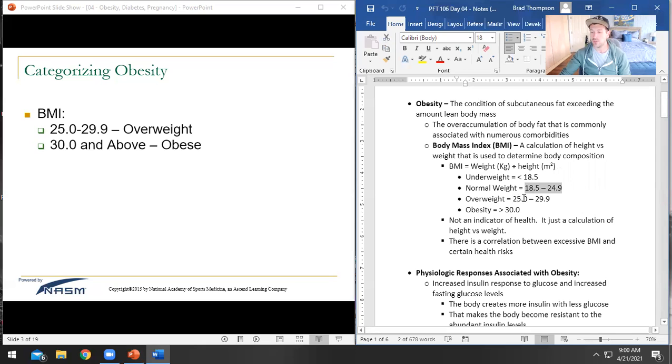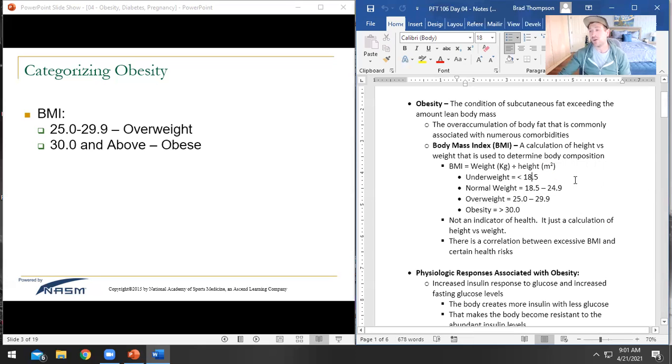We've got overweight, which is anywhere from 25 to 29.9, so just below 30. That's the overweight category. And then obesity is anything greater than 30. These are some numbers that you need to be familiar with. I would recommend memorizing obesity and what normal weight is. If you can remember 18.5 to 24.9 and then anything greater than 30, you'll remember the rest of these.